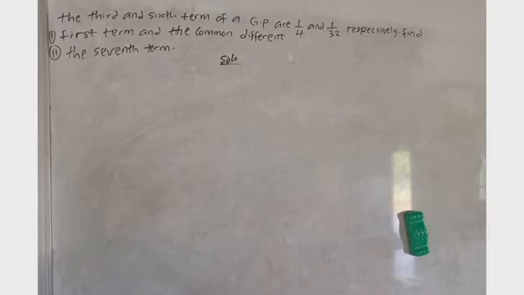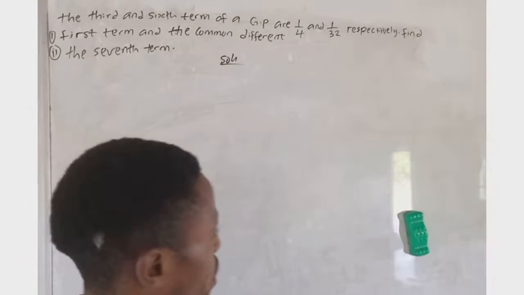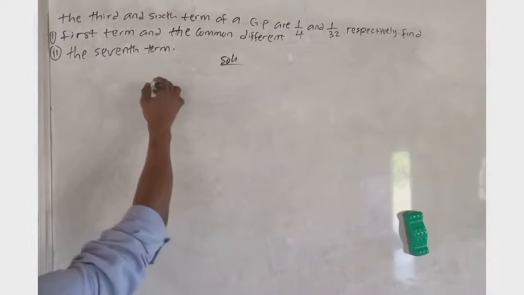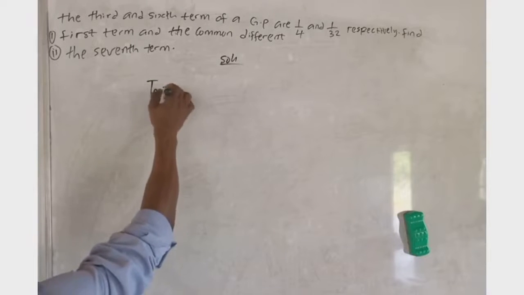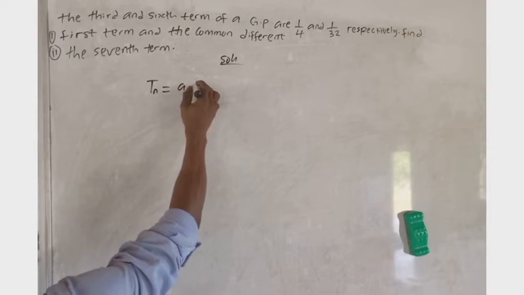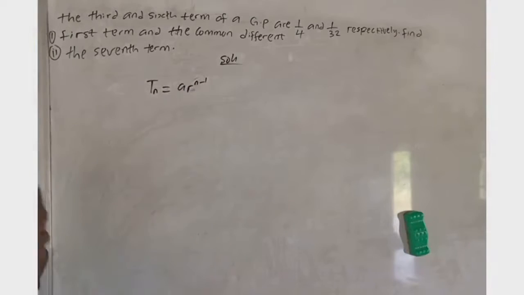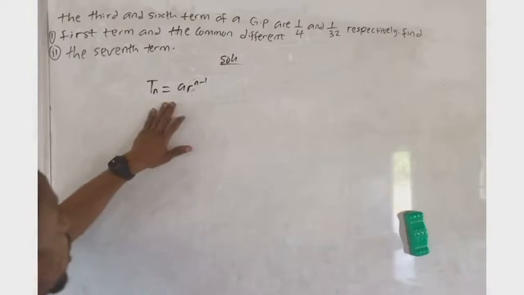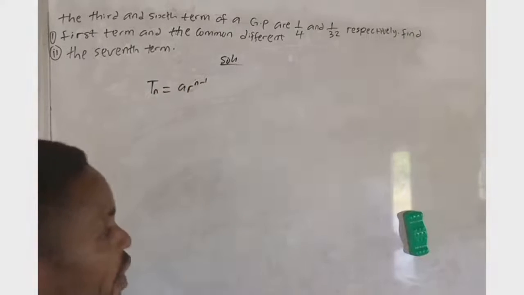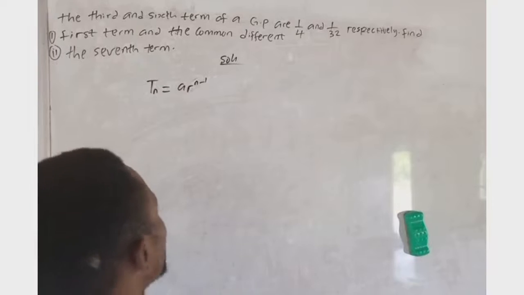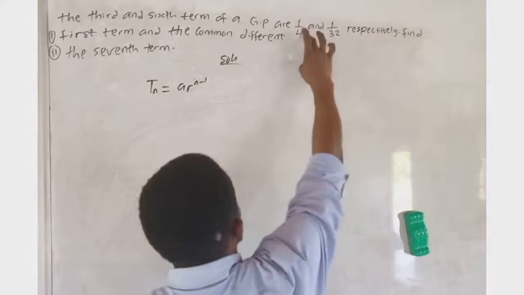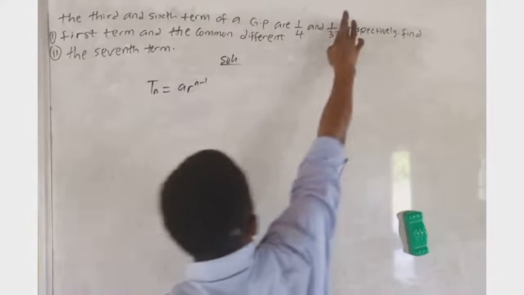In geometric progression, we have the general formula. It states that Tn, the nth term, is equal to ar raised to power n minus 1. So this is the general formula: Tn is equal to ar raised to power n minus 1. The question gives us the third term as 1 over 4 and the sixth term to be 1 over 32.